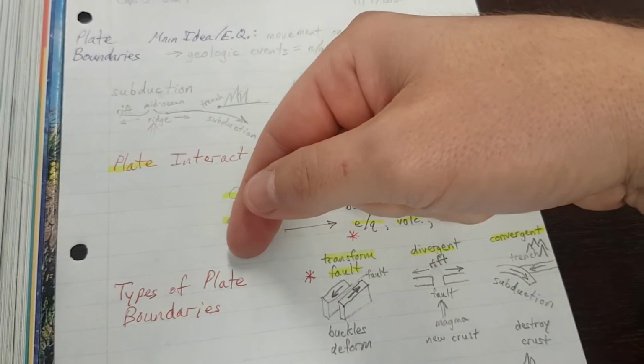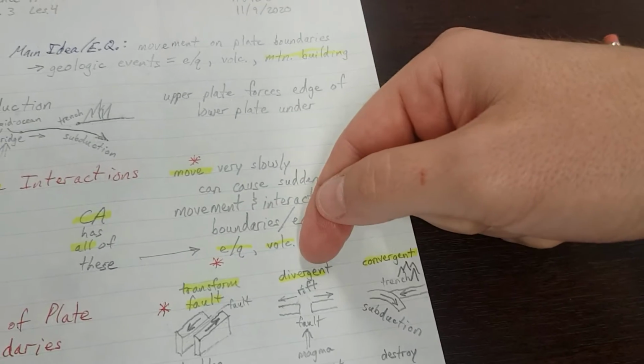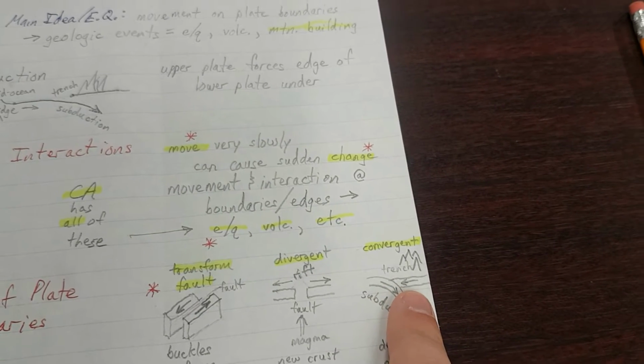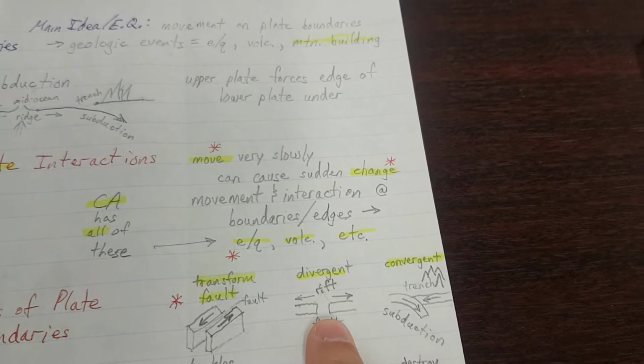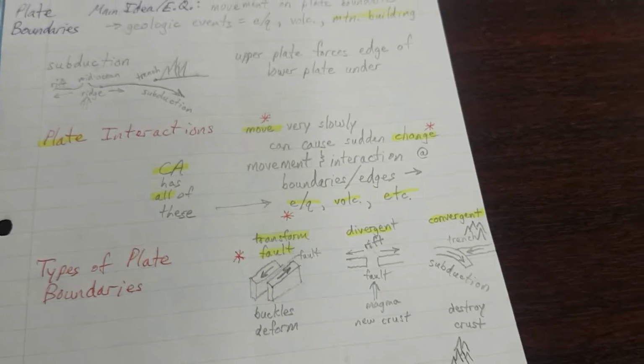There are three types of plate boundaries: convergent, divergent, and transform fault. Convergent means the plates are pushing together. Divergent means the plates are pulling apart. And transform means the plates are sliding past one another.